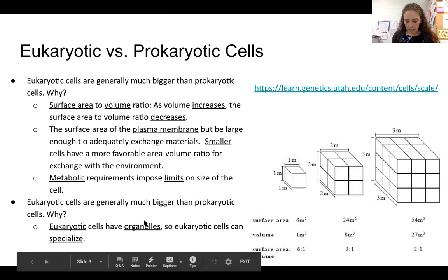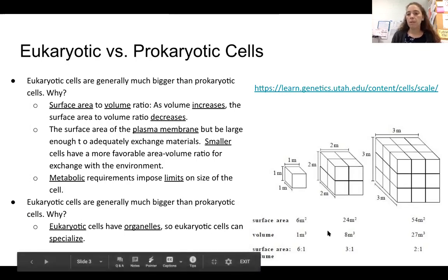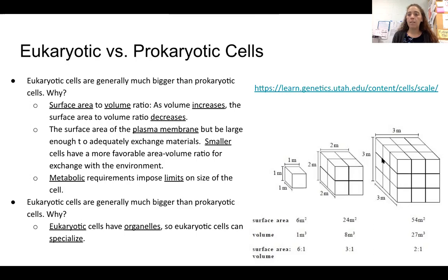So now cell size plays a big role in the ability of the cell to get those materials in through their membrane and transport them somewhere. Our cells tend to be very small, and the reason why our cells are small is because of their surface area to volume ratio. As the volume increases, like we see over here, the surface area to volume ratio decreases and the movement of materials becomes less efficient.